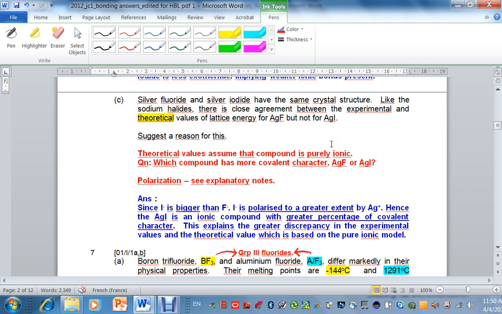So for part C, the answer why silver iodide has more covalent character is related to the anionic size. It's because iodide is bigger than fluoride and therefore is polarized to a greater extent. So silver iodide will have more covalent character. Okay, so this is the end of question 4.